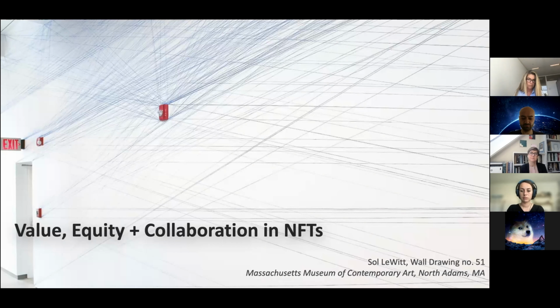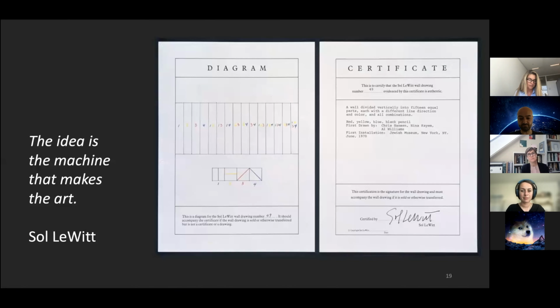One is that NFTs, to me, are very structurally similar to conceptual artworks, notably works by artists like Sol LeWitt. This is Wall Drawing Number 51 from its installation at the Massachusetts Museum of Contemporary Art. It's all lines connecting all corners on a wall. If you can see, the exit sign is connected to the fire extinguisher, fire alarm, and so on. LeWitt famously said that the idea is the machine that makes the art, and his work sells with a certificate of authenticity. If I have that drawing on my wall but I do not have the certificate, I do not own the work, in the same way that I have a high-res JPEG of the Beeple, but I do not own the work.